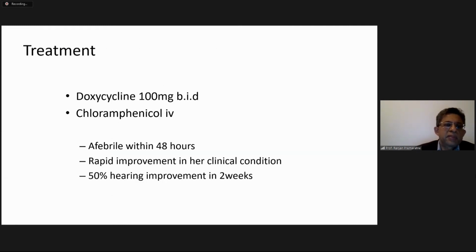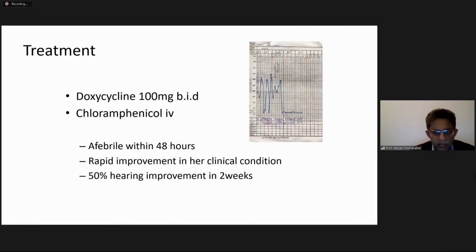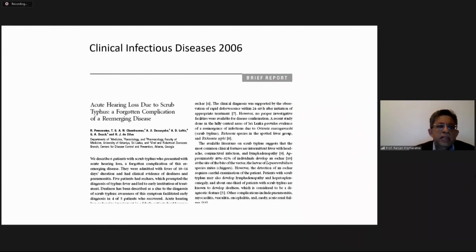And we started treatment. At that time, chloramphenicol IV was available, and we gave it, and the patient had a very, very dramatic recovery. She became afebrile within 48 hours, with rapid improvement in clinical condition and hearing impairment as well. So if you diagnose them quite early, although the patients are sinking, it is very rewarding because the patient will improve very rapidly. So this is the improvement of the patient, right? The message is that if you find acute hearing loss together with any acute febrile illness, always suspect scrub typhus, or you may empirically start them on doxycycline.